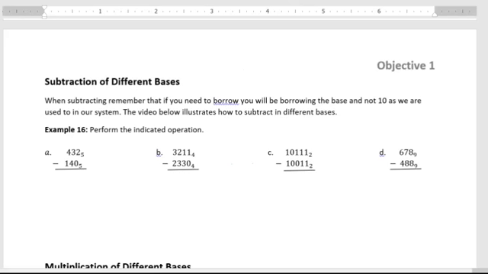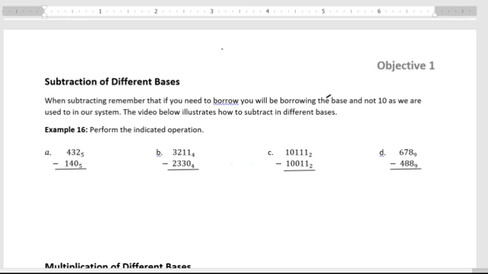Example 16, perform the indicated operation. So we're going to be looking at subtraction in different bases. And here, one of the things you need to remember is that when you borrow from a place value, you are not going to be borrowing 10, but you'll be borrowing the base.